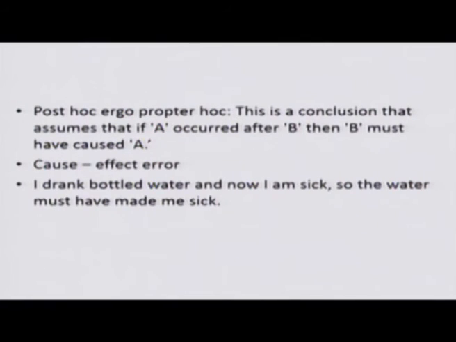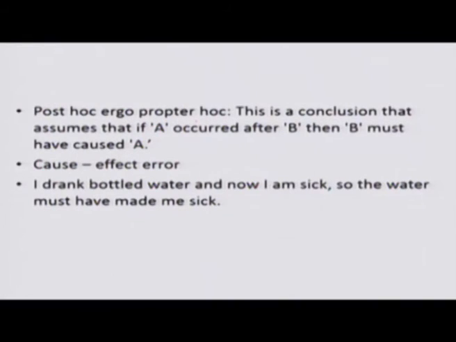So, for example, I drank bottled water and now I am sick. The water must have made me sick, but you may have drunk contaminated water 2 days back, or you may have got that disease from somebody else in a public place. You do not think about those things, you look at only the thing which has immediately preceded. So, you blame that particular factor. This is what we call post hoc ergo propter hoc.